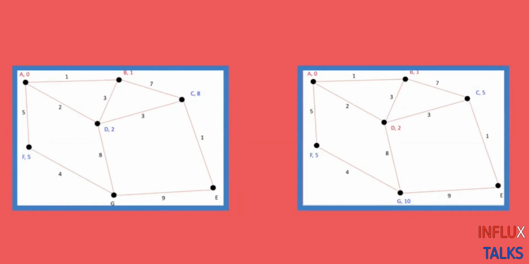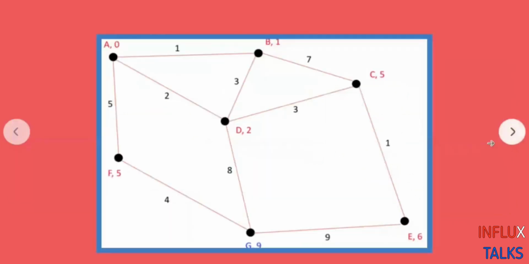So now we know that the shortest path has to be A to D to C. So we store the parent of C as D and the parent of D as A. So we keep going this way to find that the value of G should be 10 and that the value of E should be 6. So our final path will be A to D to C to E. So this is how Dijkstra's algorithm works.